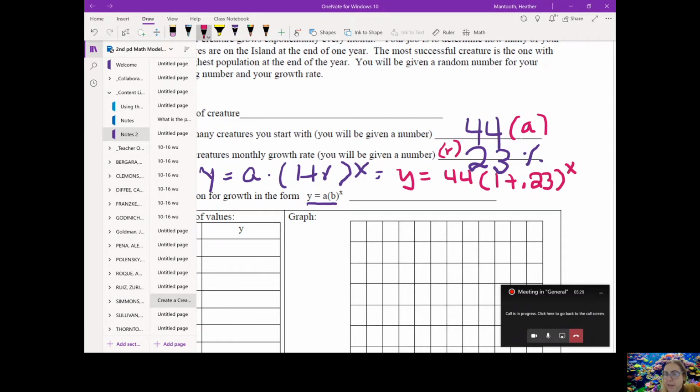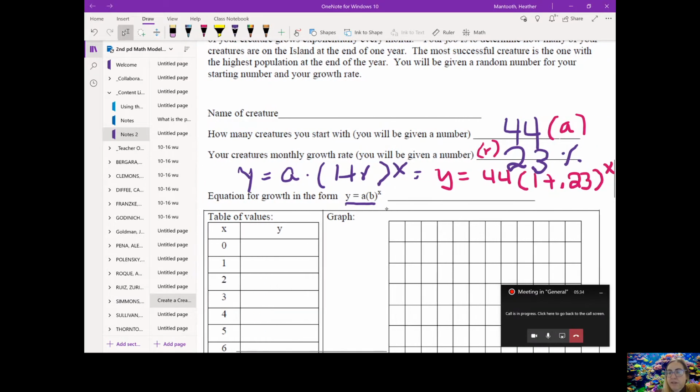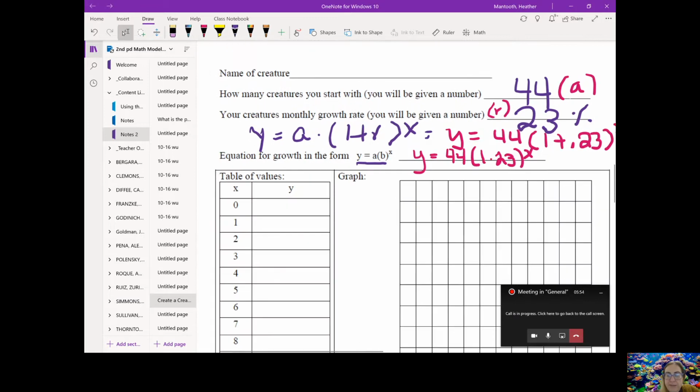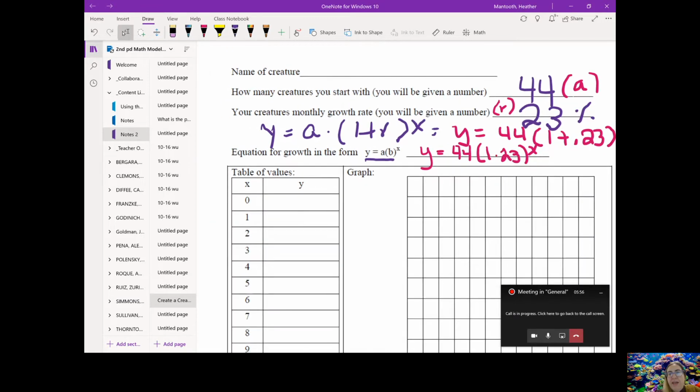Remember, x stands for time. In this case, it's going to be time in weeks. And we don't have a specific number yet. You can see we're going to complete the table with a different number of weeks. Now for my final equation, I'm going to simplify by adding together the two numbers in the parentheses. So y equals 44 times (1 plus 0.23), and 1 plus 0.23 is 1.23. So my equation is y equals 44 times 1.23 to the x. Sorry, that's kind of messy. And then I can start filling out my table of my population.